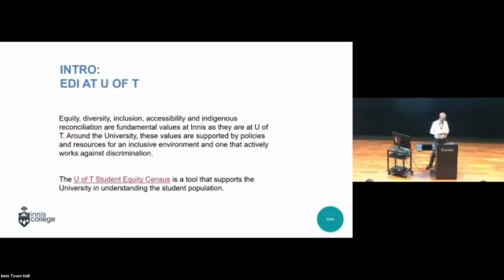We introduced in 2020 the U of T student equity census, and it's gone through a few revisions, but we're quite proud of the census, and it looks at questions of gender identity, sexual orientation, disability, Indigenous identity, race and ethnocultural identity, and also educational attainment of parents. And we use this information to inform what we do at this university.